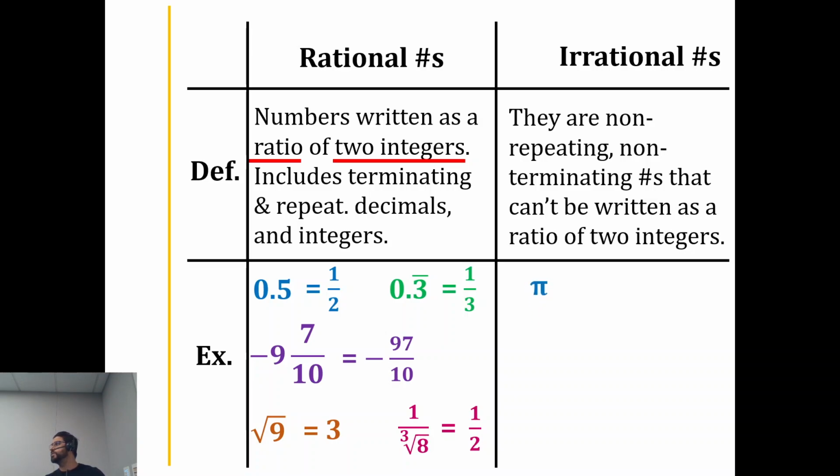Pi is the most famous irrational number. Again, pi is 3.14, or is it? It's not really 3.14, it's 3.14159, and then all of these extra digits. There's no way for you to write it as a fraction. Now, in 7th grade, we did tell you that approximately 22 over 7 is a pretty close fraction to pi. But again, it's not exact. So pi is an irrational number.